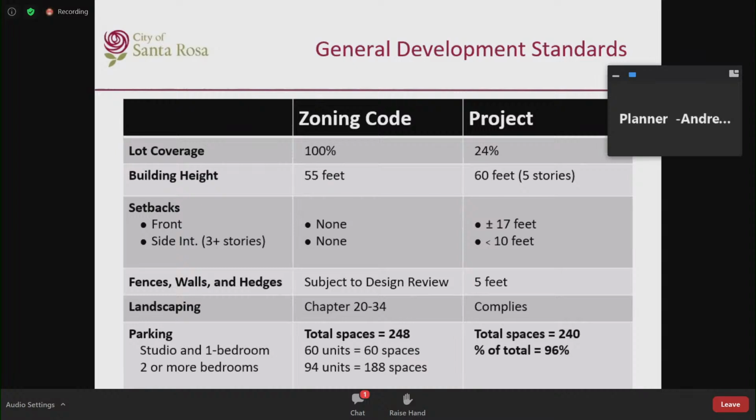And then for parking, a total of 248 spaces are required to meet the minimum parking requirement. The project does propose 240 parking spaces, which would achieve 96% of the minimum parking required. And the applicant has sought to apply a concession for which it was eligible to the parking requirement to allow the 240 parking spaces to comply. Next slide, please.